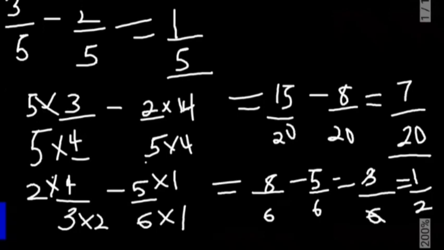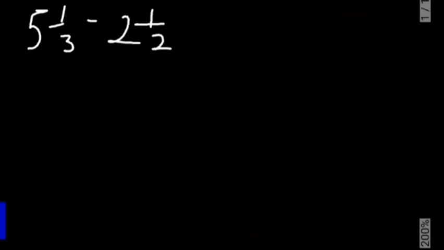Let's take another example. What if we have mixed fractions? 5 whole number 1 over 3 minus 2 whole number 1 over 2. So convert this to an improper fraction. What do you have? You have 16 over 3. That is 3 multiplied by 5, 15. 15 plus 1, 16 over the denominator. We have 16 over 3 minus 2 multiplied by 2, we have 4. 4 plus 1, we have 5 over 2.